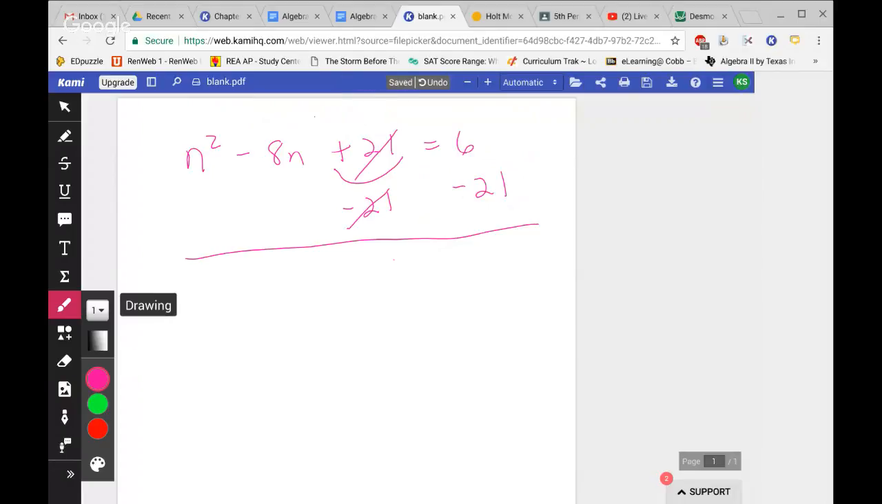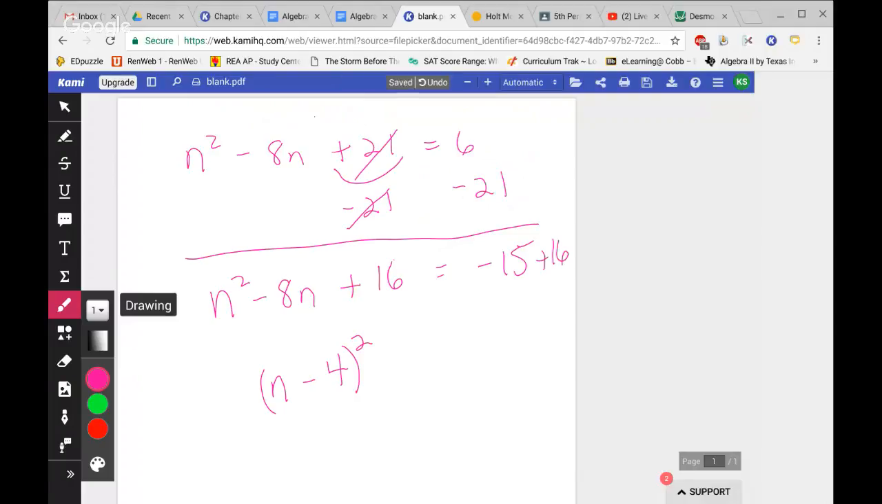So negative 21 plus 6 is going to leave us a negative 15. So now I have n squared minus 8n. But I've created that space where I can add it. So now all I have to do is half it, square it, and then I can add it there. What is half of negative 8? Negative 4. And negative 4 squared is what? 16. And whatever I do to one side of an equation, I have to do to the other.